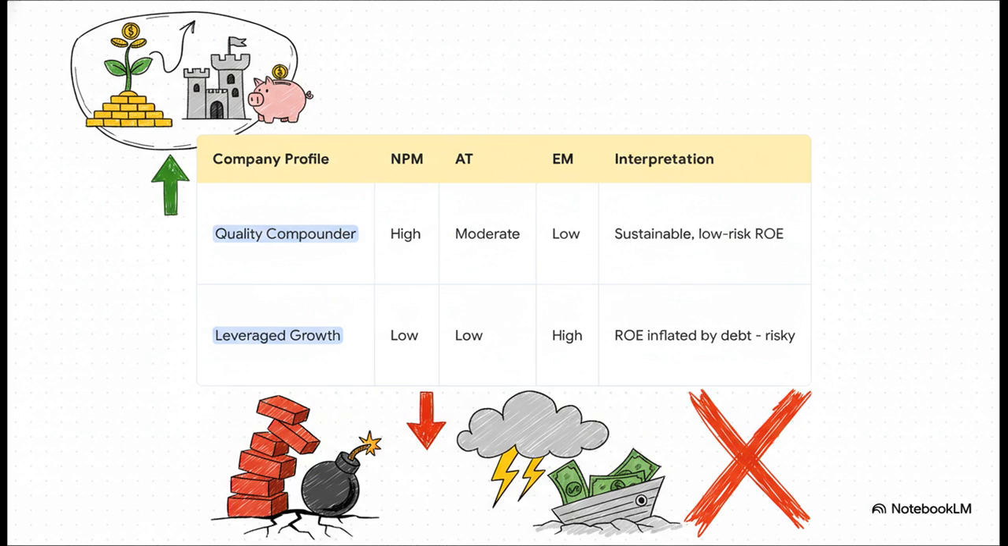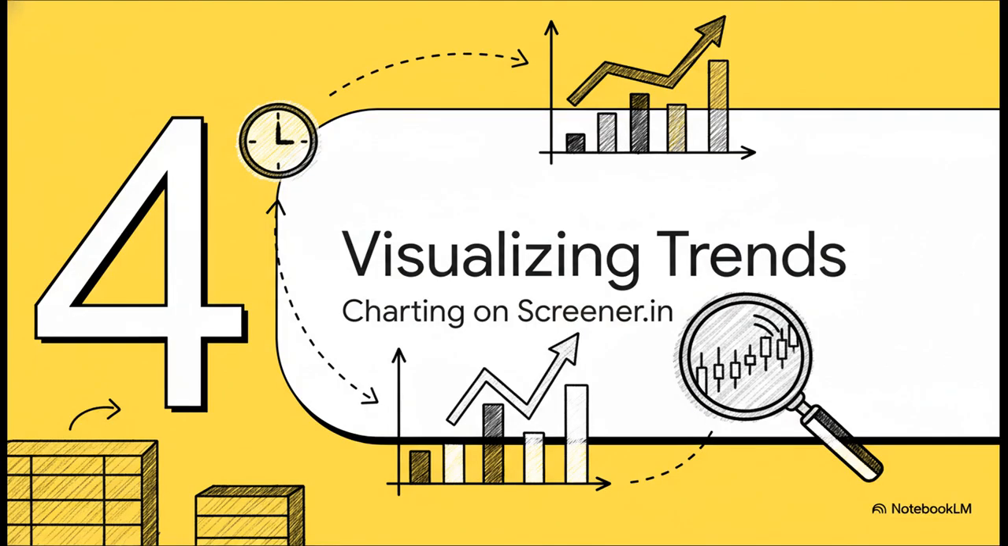But a leveraged growth company? It might have low profits, but uses a ton of debt to pump up its ROE. That is a huge red flag. Just understanding this one difference can save you from so many investing headaches. So we have our verdict, and we understand the why.